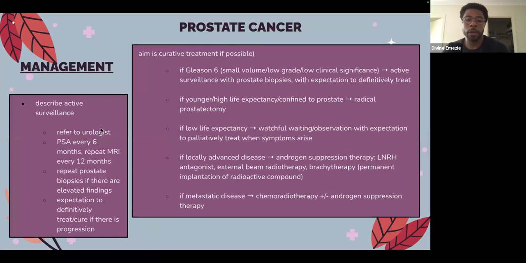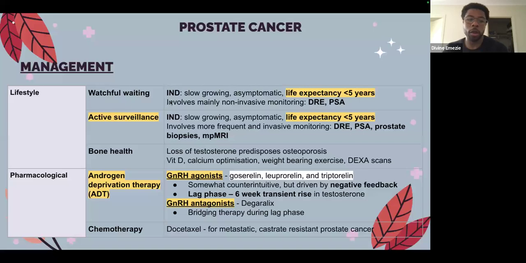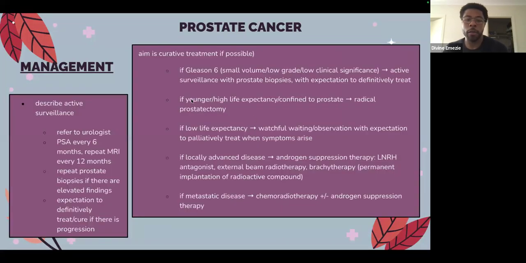Management, there's a couple of things to think about here. First of all, lifestyle and bone health. The pharmacology that I would think about is androgen deprivation therapy. But the idea here is that for cancer, full stop, in general, it's really about thinking, is it curable or not curable? And as a result, what can you do about it?